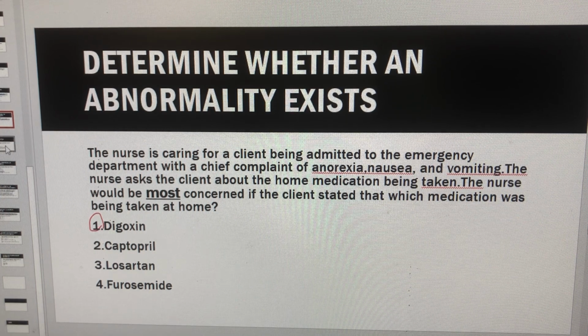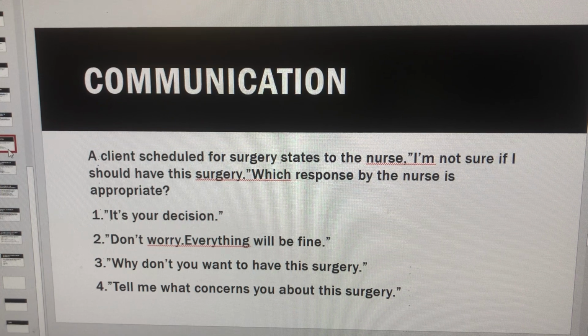Communication. A client scheduled for surgery states to the nurse, "I'm not sure if I should have this surgery." Which response by the nurse is appropriate? 1. It's your decision. 2. Don't worry, everything will be fine. 3. Why don't you want to have this surgery? 4. Tell me what concerns you about this surgery.